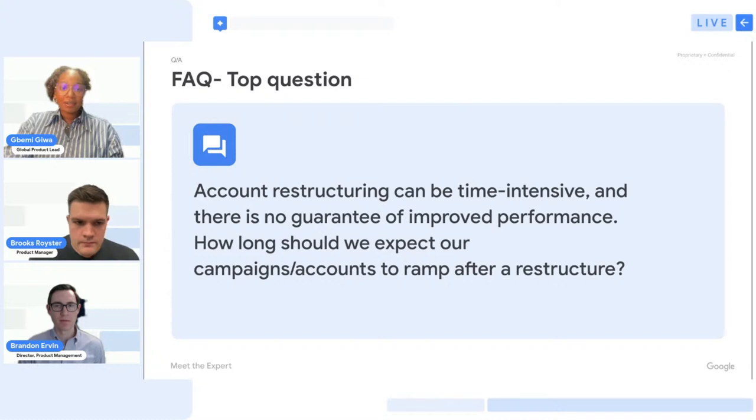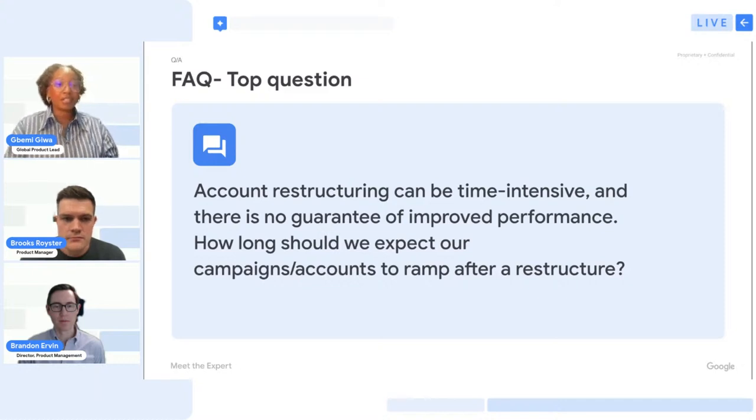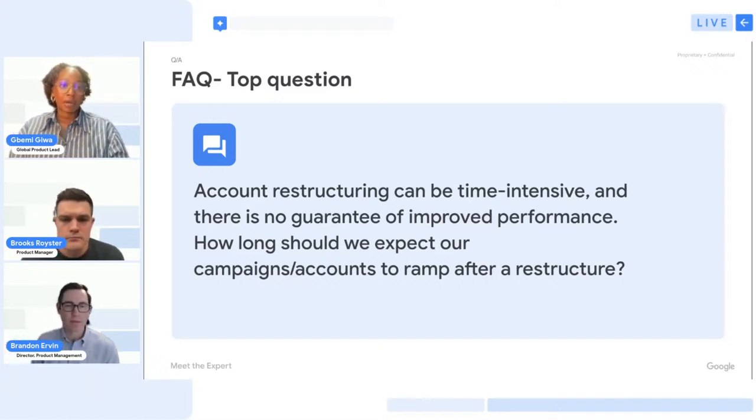All right, starting with the first question, I believe this one is for Brooks. Account restructuring can be time intensive and there's no guarantee of improved performance. How long should we expect our campaigns/accounts to ramp after a restructure?